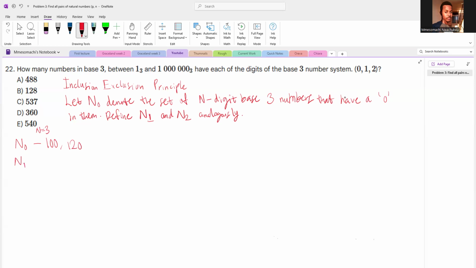And a typical example for N1 would be 1, 1, 1. It can have 1, 0, 0, of course. A typical example for N2 is 2, 2, 2. It can have 2, 0, 0, of course.